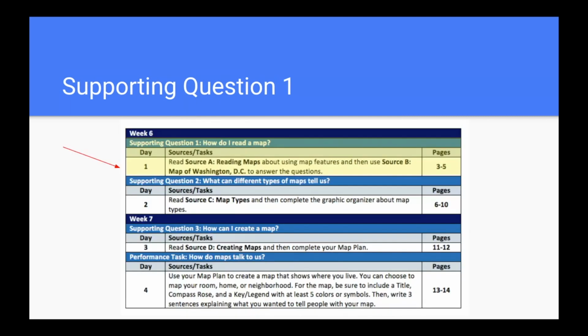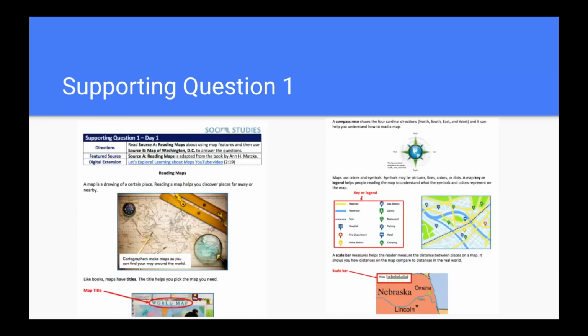Next, let's think about supporting question 1, how do I read a map? As I think about this question, I need to think about the features of maps or the things that I would see on a map. I know that when I've used maps in the past, I've used them for directions and locating certain places. What kinds of tools did I have to use to do that? I'm going to be thinking about those tools or features as I look at the text reading maps.